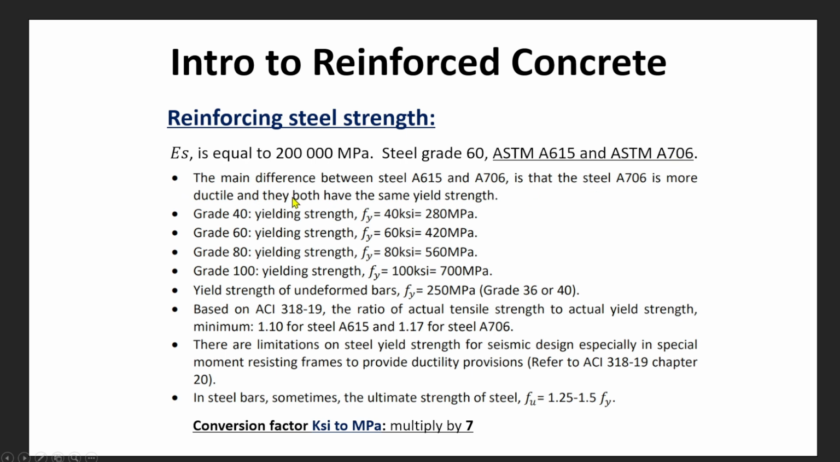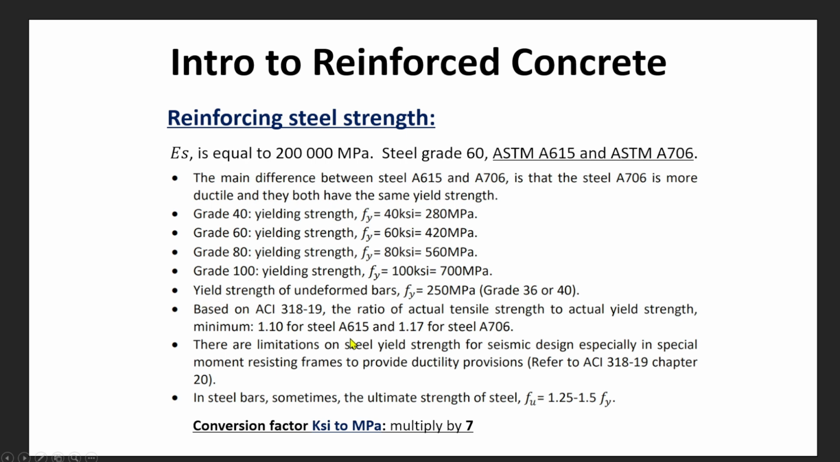We have the main difference between steel A615 and A706 is that the steel A706 is more ductile, and they both have the same yield strength. Grade 40 yielding strength is 40 ksi, which is 280 megapascal, and grade 60 is 420 megapascal, and grade 80 is 560, and grade 100 is 700 megapascal.